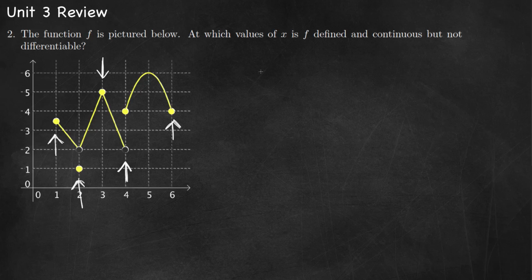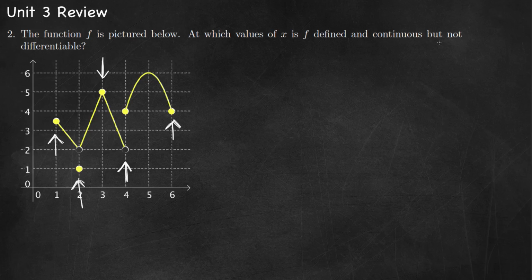And let's read the question again. We want to find the values of x where f is defined. Okay, so let's check each of those points. At 1, f is defined. At 2, f is defined. At 3, f is defined. At 4, f is defined. At 6, f is defined. Okay, so it's defined all those places because we have closed circles at those points.